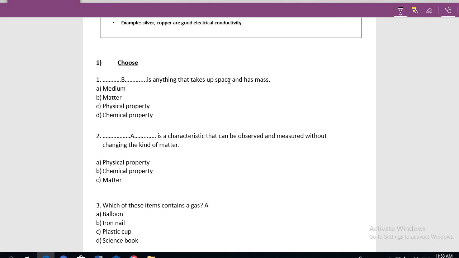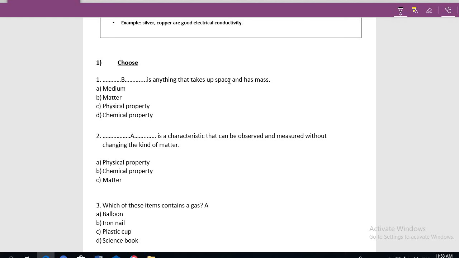The characteristics that can be observed and measured without changing the kind of matter are called physical properties. For example, when I say the color of a ball is red or blue, this is a physical property. I just describe or observe the color, without changing the kind of matter of the ball. This is called a physical property.